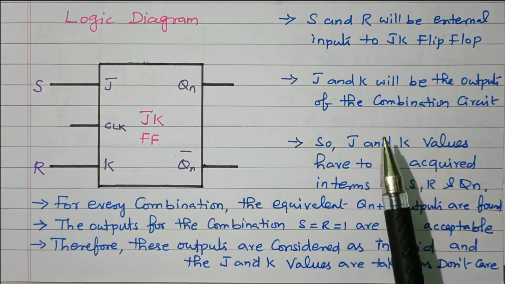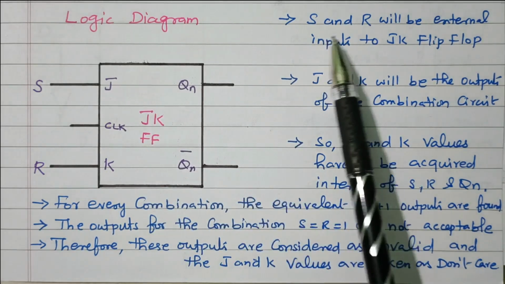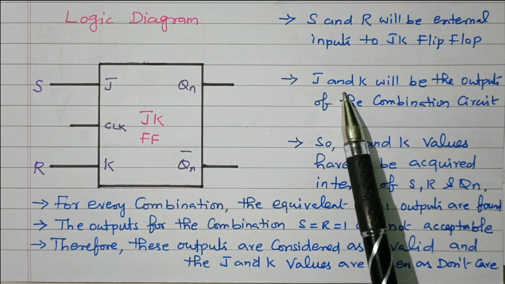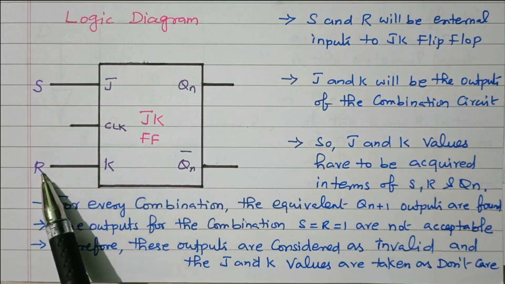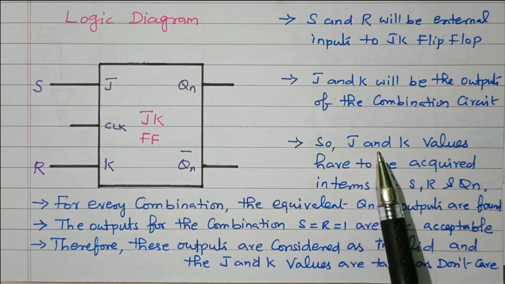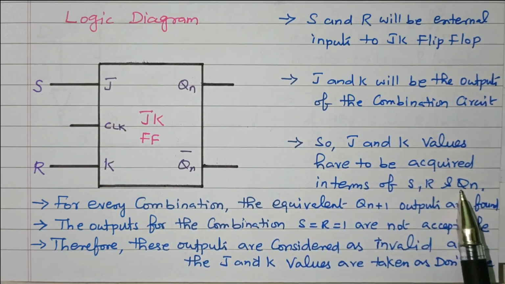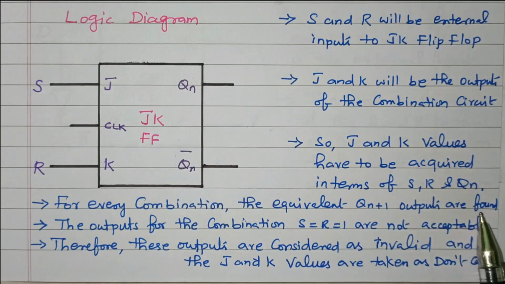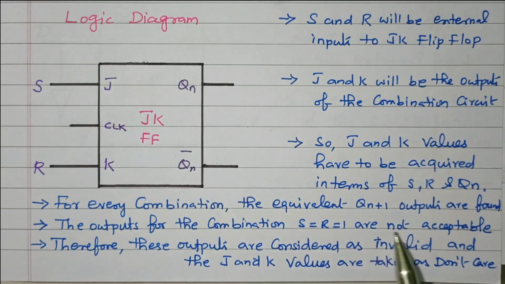Right. Now we'll see the description. So this JK flip-flop is now converted into SR flip-flop. S and R will be external inputs to the JK flip-flop. J and K will be outputs of the combinational circuit. So this S and R are the external inputs. J and K are the internal inputs. So J and K values have to be acquired in terms of S, R and Qn. For every combination, the equivalent Qn plus 1 output is found. The output for the combination S equal to R equal to 1 is not acceptable.